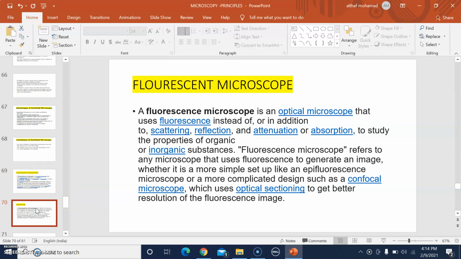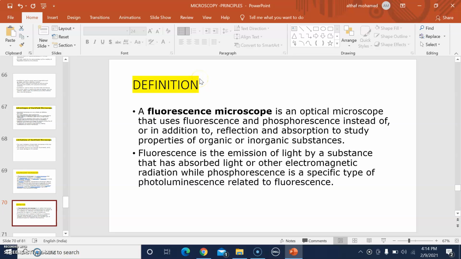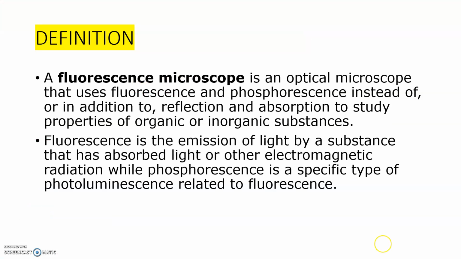Next is the definition. A fluorescent microscope is an optical instrument that uses fluorescence and phosphorescence, instead of or in addition to reflection or absorption, to study the property of organic or inorganic substances. This is the definition. Fluorescence is the emission of light by a substance that has absorbed light or other electromagnetic radiation.